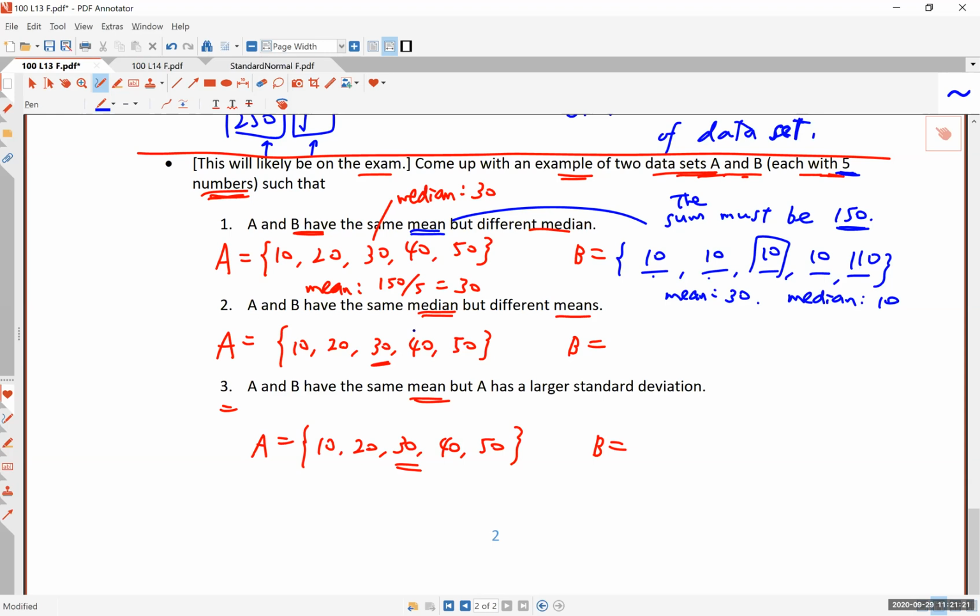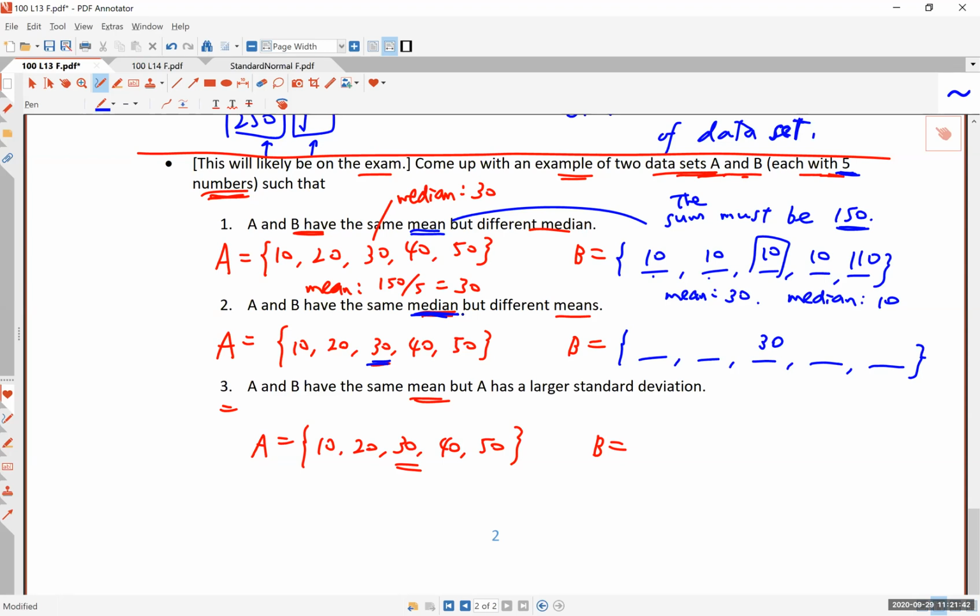All right. For number 2, I want A and B to have the same median. So the median means the same number in the middle, right? When you write these numbers in ascending or descending order, I guess we have been using the ascending order from the lowest to the highest, as long as this number is 30, I'm okay. That's the same median. Different means.